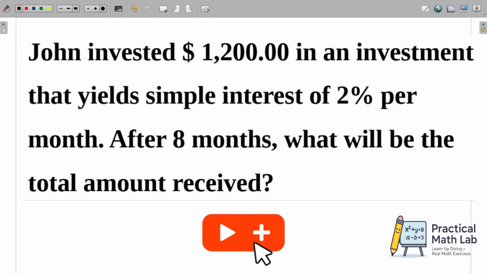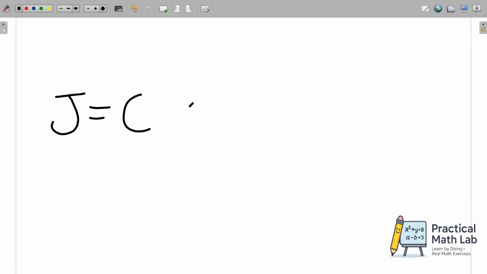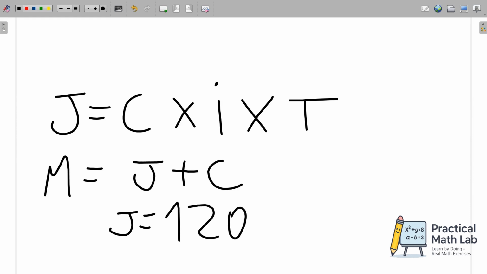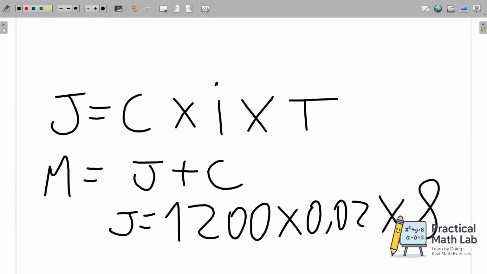First, we need to use the interest formula, which is interest equals principal times rate times time. And the total amount is equal to the interest plus the principal. So, applying this formula, the interest amount equals $1,200, which is the principal, multiplied by 0.02, and then multiplied by 8 months, which is the time period. So let's start here with the first multiplication.